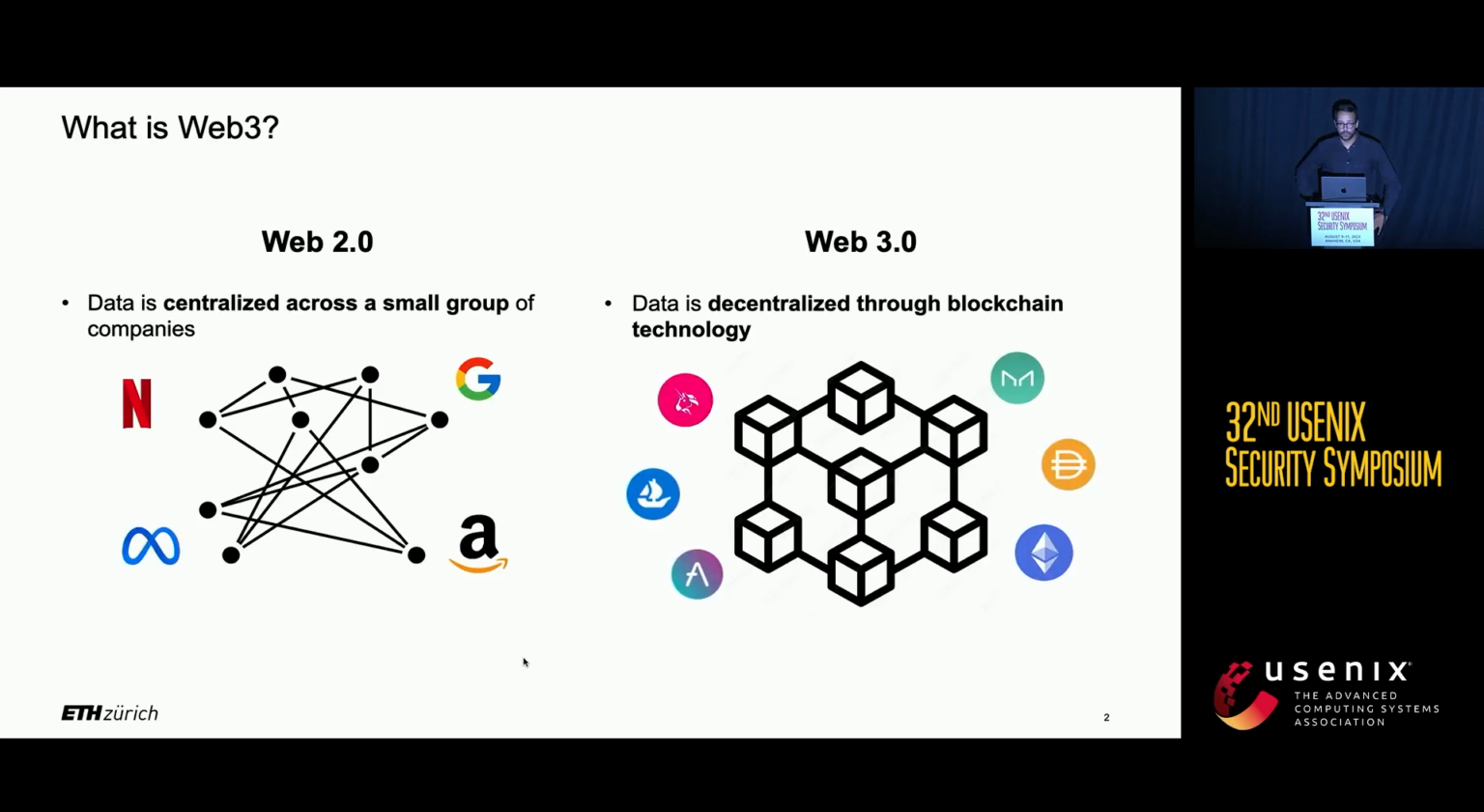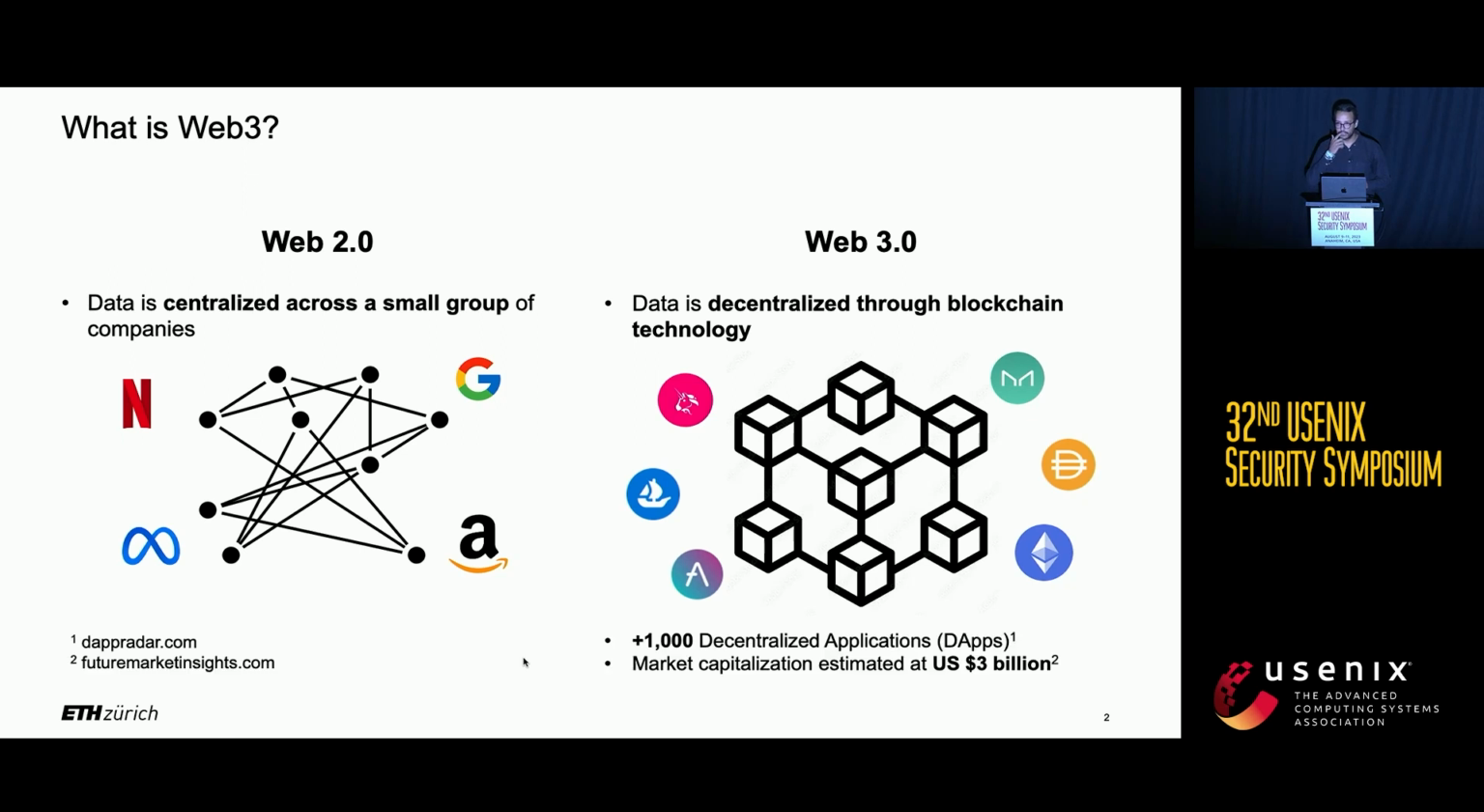So what is Web3? What is the problem with Web2? Web2 is very centralized. It's centralized across a small group of companies. And the idea of Web3 is to solve this issue and make it more decentralized. Decentralize your data using means such as blockchain technology. The way this works is usually you interact with something called a decentralized application, which is a website that actually talks with the blockchain, can interact with the blockchain.